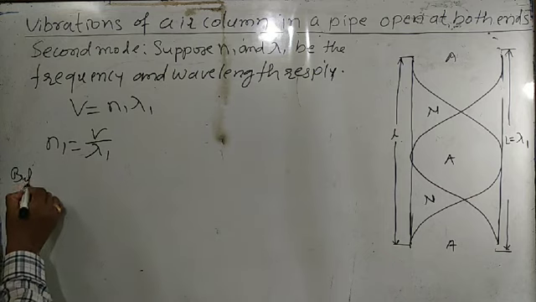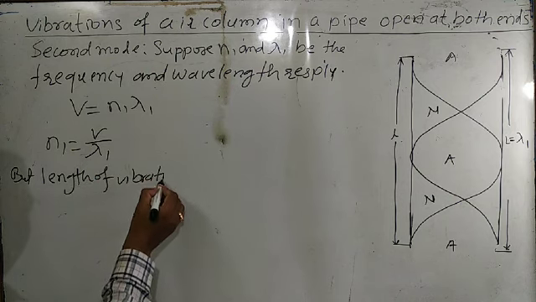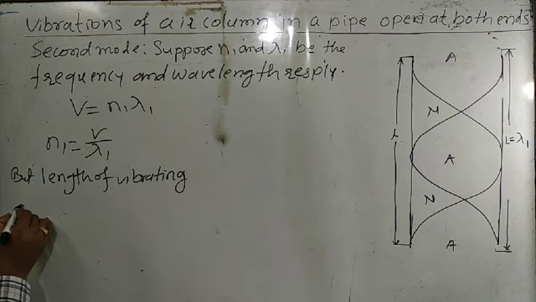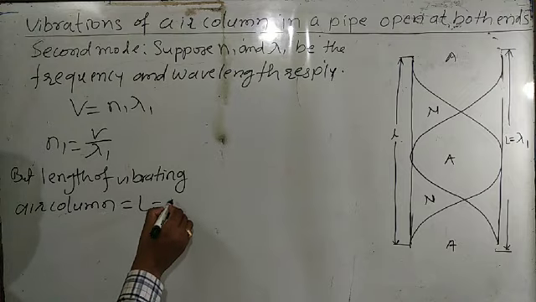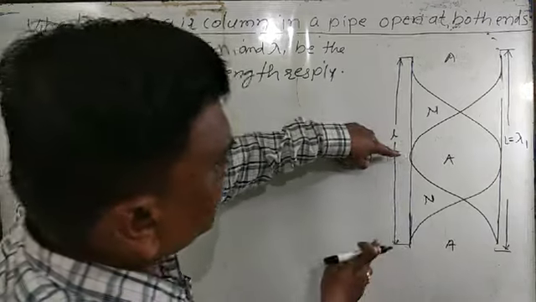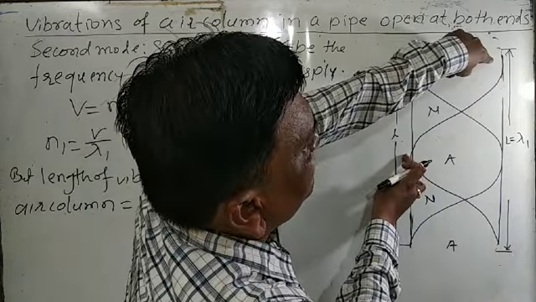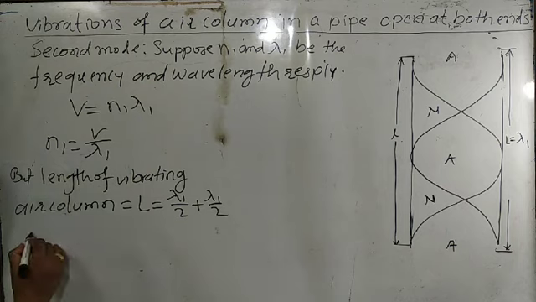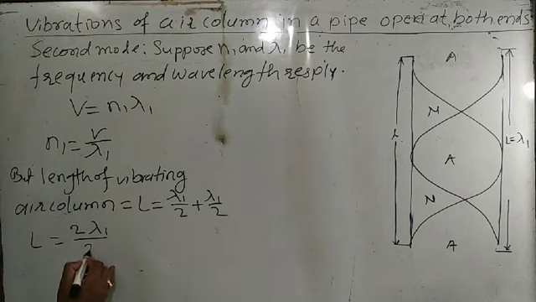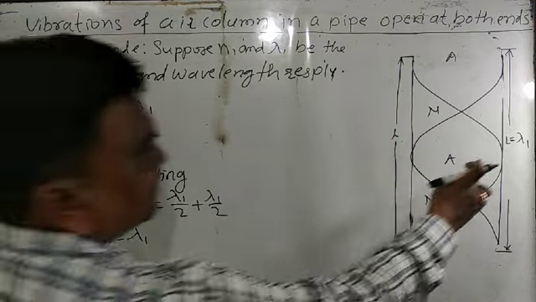But the length of the vibrating air column, L equal to, here this is lambda 1 by 2, this is another lambda 1 by 2, so lambda 1 by 2 plus lambda 1 by 2 means L equal to twice lambda 1 by 2. Therefore the 2 cancel, and here L equal to lambda 1. L equal to lambda 1.